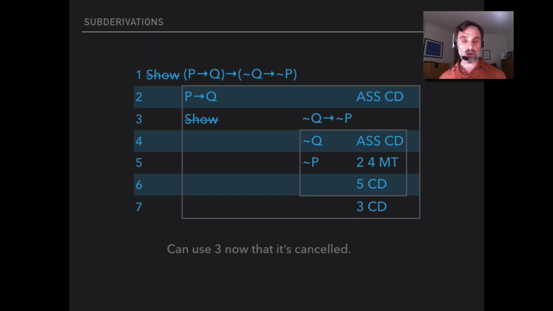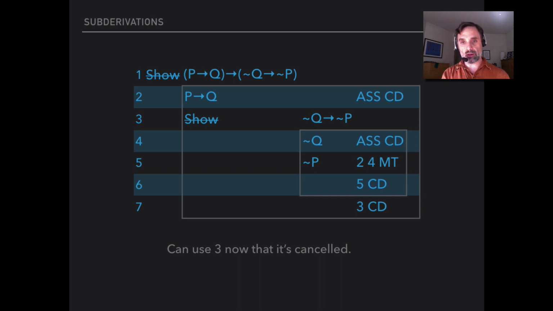We can use line 3 now that it's canceled. When you cancel a show line, that means you've established that that line is true given the premises. And so when we box and cancel line 3, we establish that if not q, then not p was true given the premises and any of our assumptions. There are no premises in this case, so what we've really established is that given the assumption on line 2, line 3 is also true. But the point is, again, when you cancel a show line, you've shown that it's true, and so now you can appeal to it. And that's what we do on line 7.